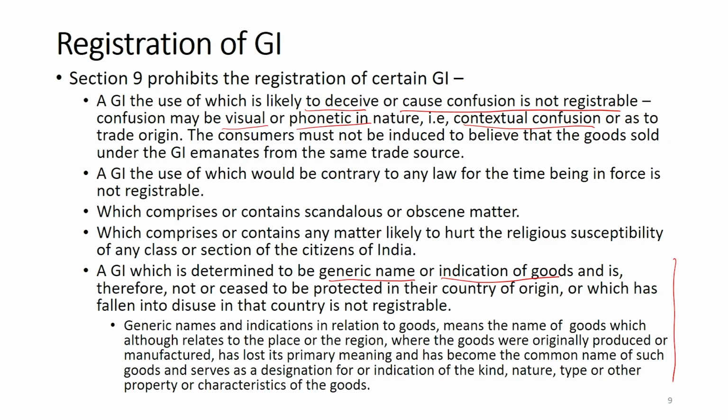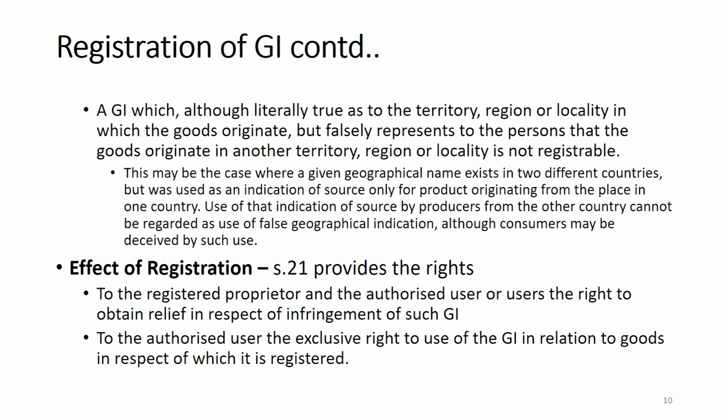So, these are not difficult to understand. It must not be obscene, it must not hurt the religious sentiments, it must not be contrary to any law for the time being in force, it must not cause confusion or deception. This is important. Any GI which has become a generic name, any GI which has fallen in disuse in that country is not registrable in India. So, these are the grounds on which registration may be refused. This is another important ground. You see, this is another important ground, a GI which, although literally true as to the territory, region or locality in which the goods originate.